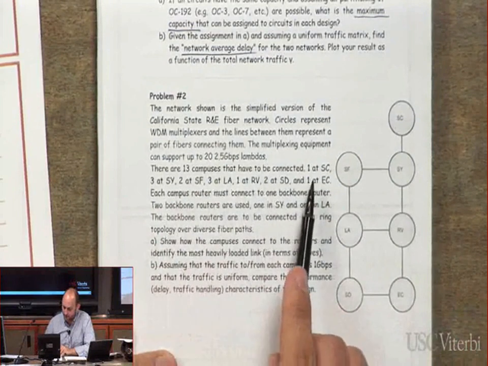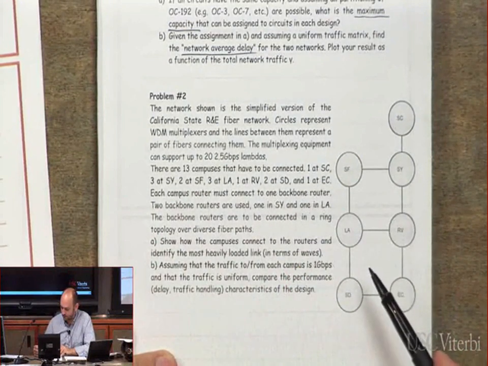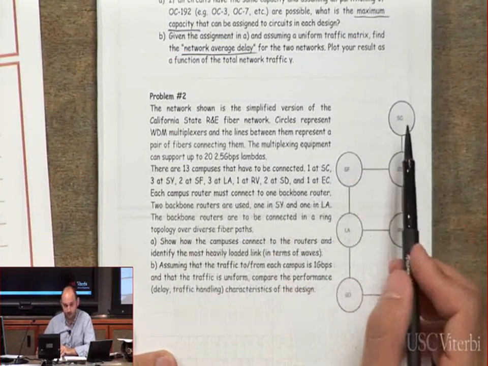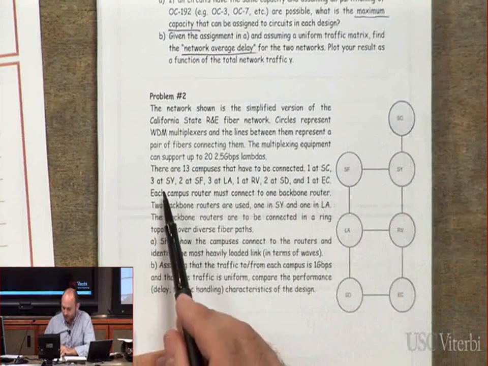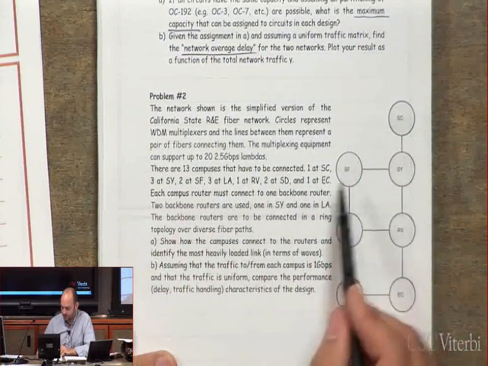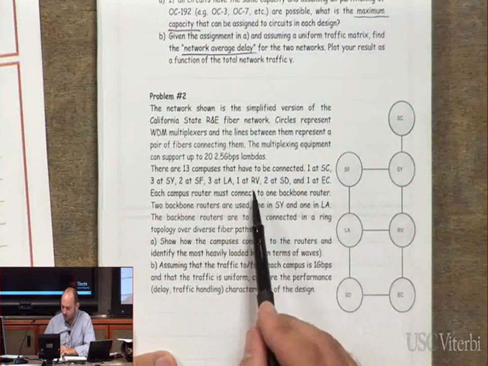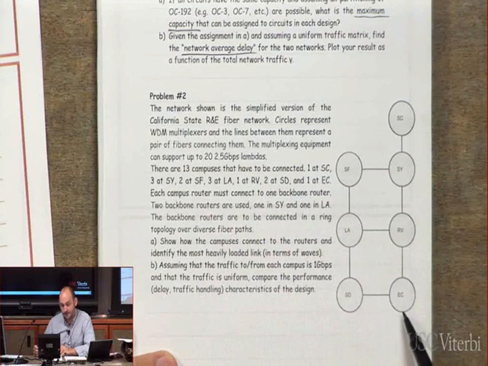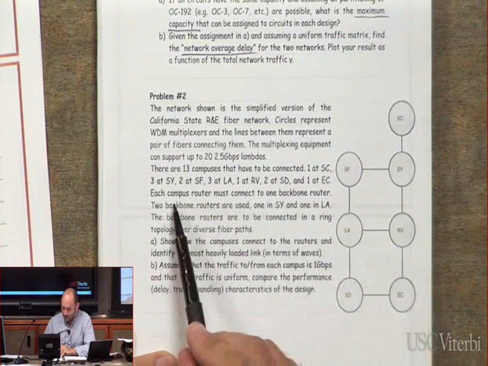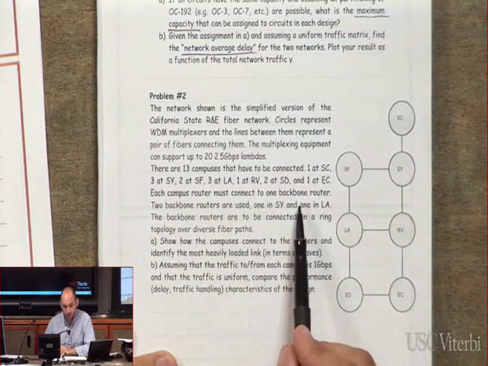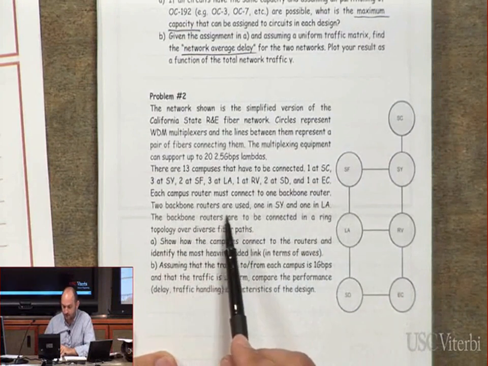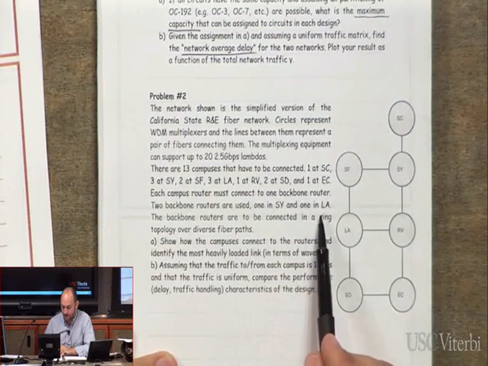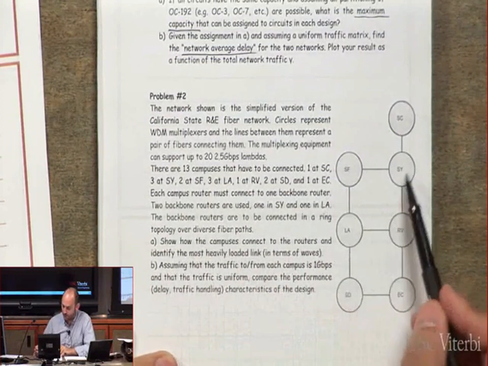Now, how are they connected? One is connected at Southern Santa Cruz, whatever that is, over here. Not Santa Cruz, it might be Sacramento. 3 at SY, 2 at San Francisco, 3 at LA, 1 at RV, I don't know what RV is, and 2 at San Diego. And the last one, EC. Each campus router must connect to one backbone router. 2 backbone routers are used, one in SY and the other in LA. One is over here and one is over here.